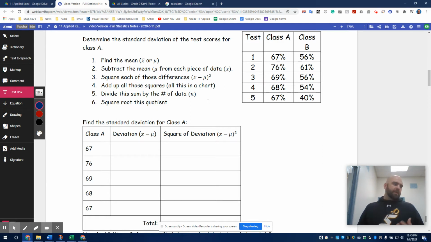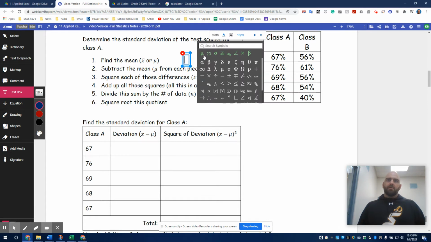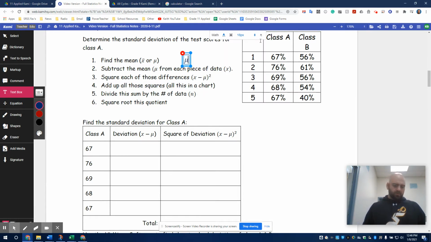Now, the mean, we already solved for earlier. So we're going to put in our mean, or mu, is equal to 69.4%. This is what we solved for earlier, something we did prior. Now, what we're going to do is subtract the mean from each piece of data. In here, we have each piece of data. I've written it out in a little chart, and we're going to subtract them.